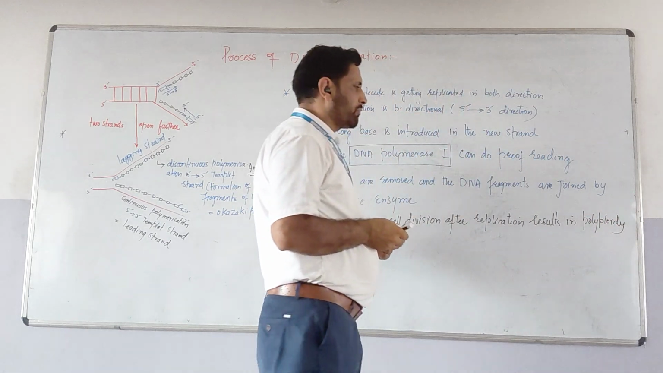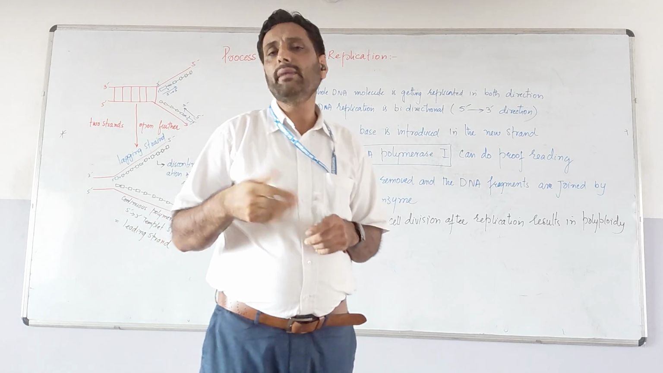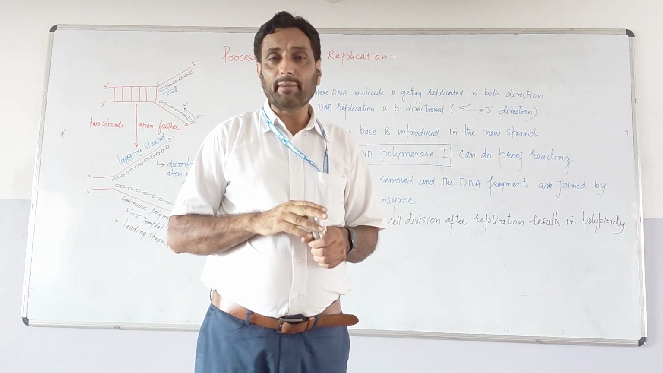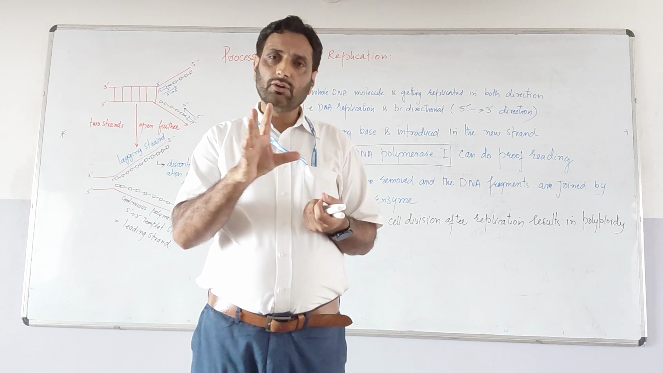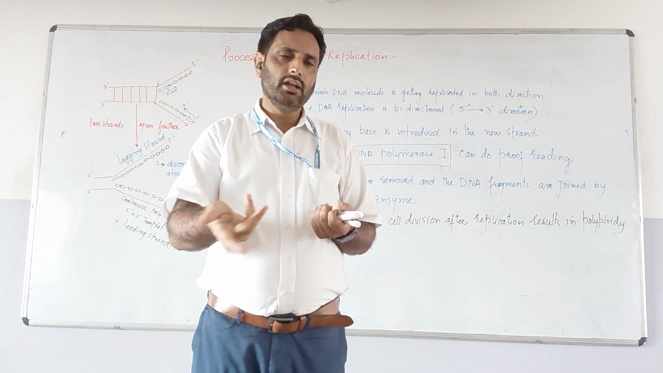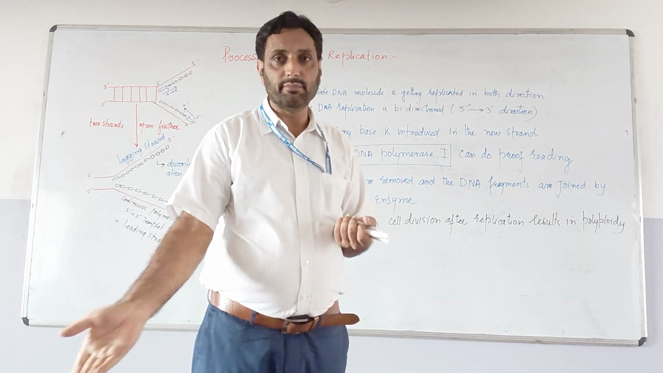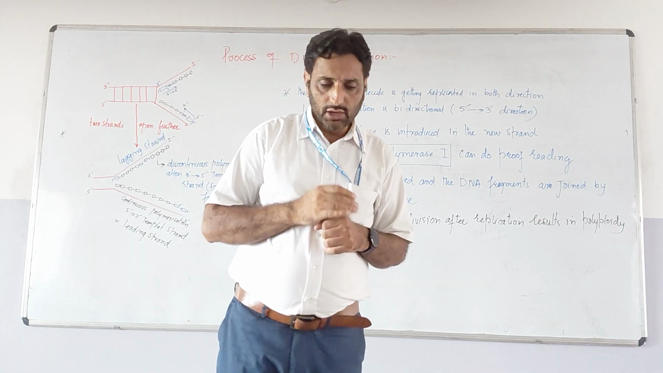This is the most important. Polyploidy means a cell having many chromosomes. Because of DNA replication, the chromosome number is added, but when the cell is not dividing, the chromosome number which has been added will form the poly. Poly means many, ploidy means chromosome. It will have many chromosomes.